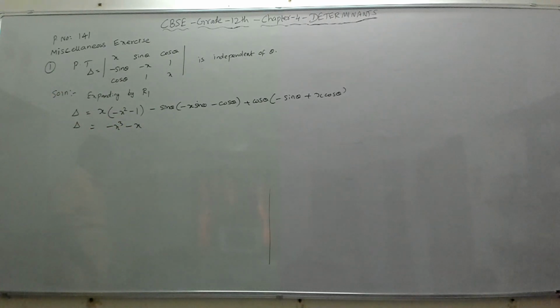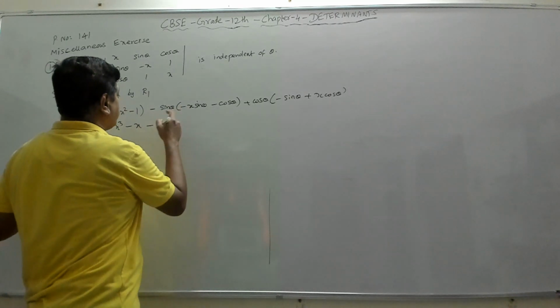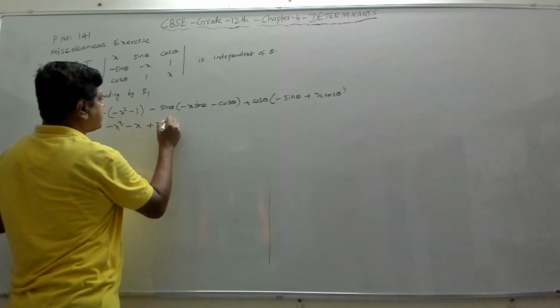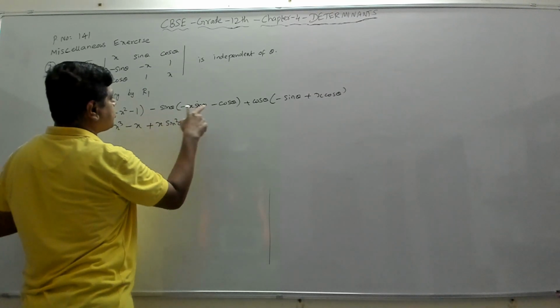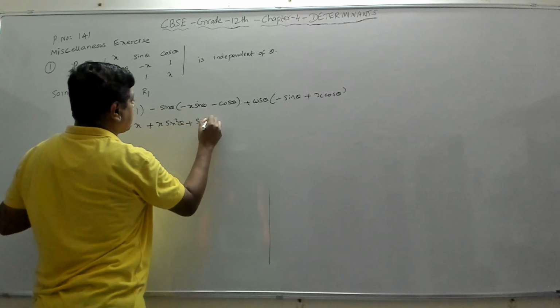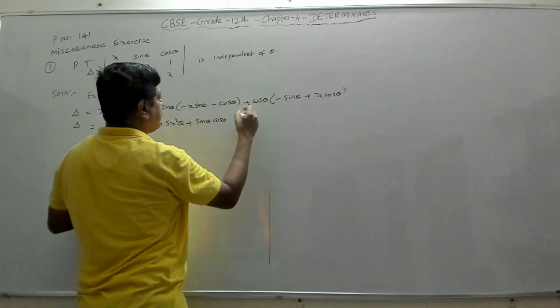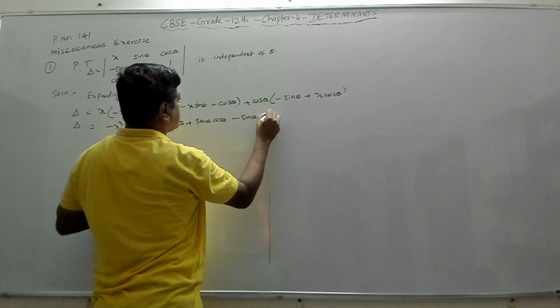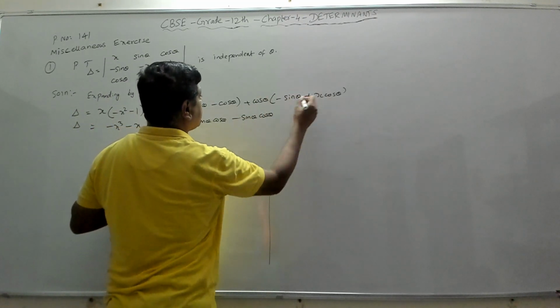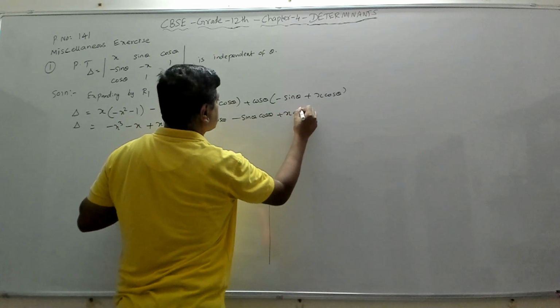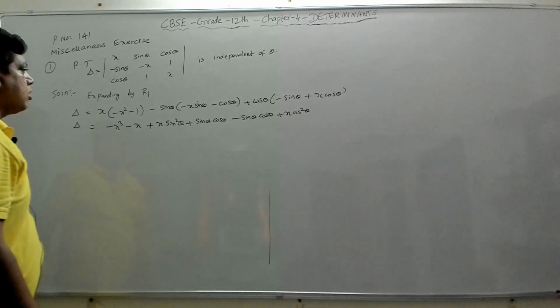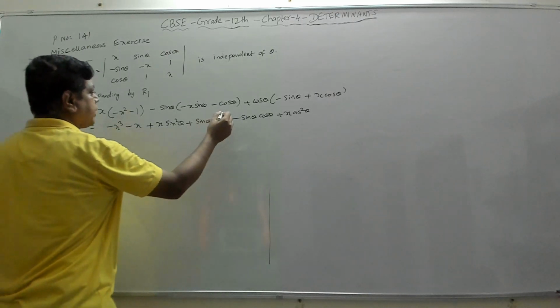I'm just doing pure multiplication. Then minus into minus is plus x sine square theta. Then plus sine theta cos theta. Then here minus sine theta cos theta. Then this is cos theta into x cos theta, x cos square theta. Now if you observe this, these two will get cancelled.